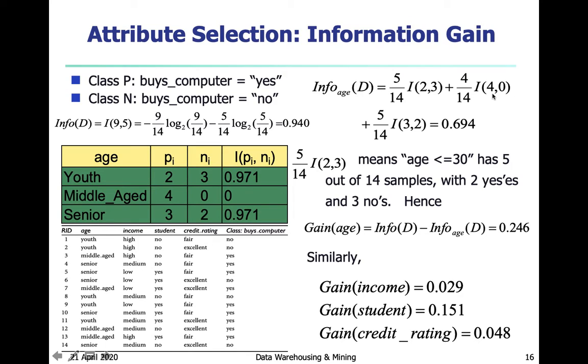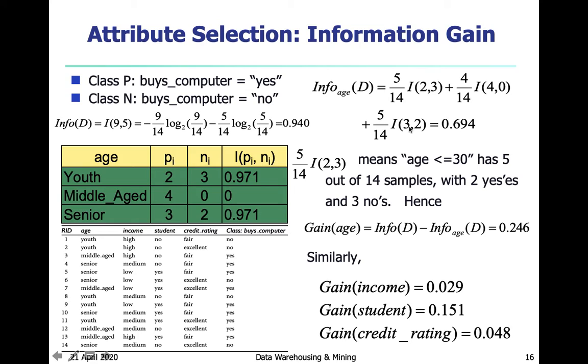Here also 4 yes, 0 no. So it will be 4 by 4 log 4 by 4. So basically it is giving 0 because log 1 is 0. So that will be 0 because it is actually the pure set. It is giving the pure value.